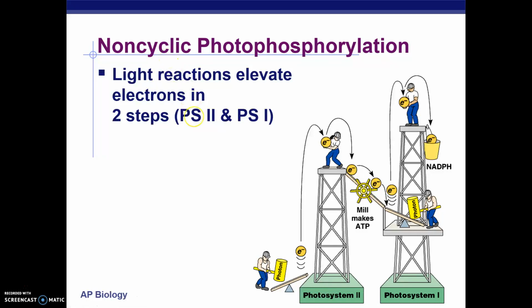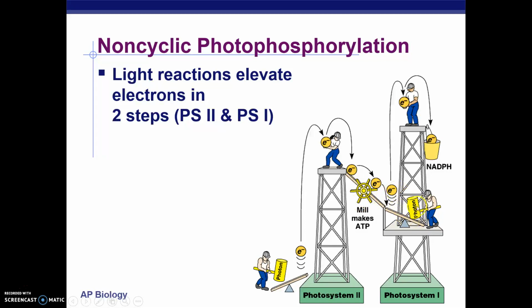Let us look at non-cyclic photophosphorylation first. Here we are looking at two photosystems, photosystem 2 and photosystem 1. And here is the sun's energy hammering its photon, which energizes the electron to a higher level. This electron goes through the electron transport chain, which is going to pump protons and build the gradient, as a result of which, in this analogy of the mill, it will make ATP through ATP synthase.